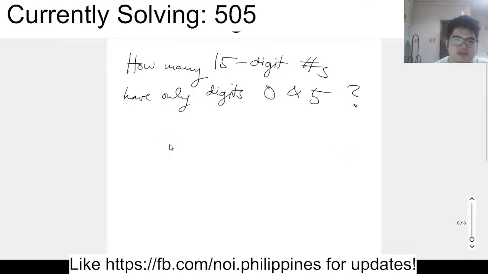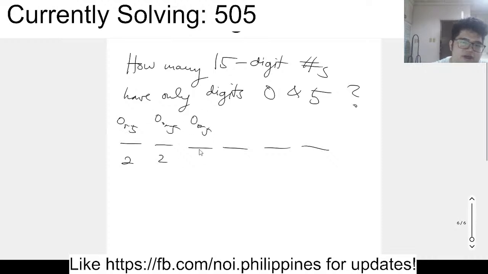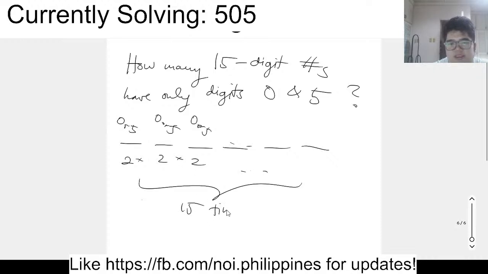Yes, it's 2 to the 15. Right? The reasoning being, if we draw these blanks, then this one can be 0 or 5, so that's 2. This one can also be 0 or 5, that's 2. This one can be 0 or 5, that's 2. And then we do this for all 15 blanks. So that's 2 times 2 times 2 times 2, 15 times, which is 2 to the 15. And what's 2 to the 15?